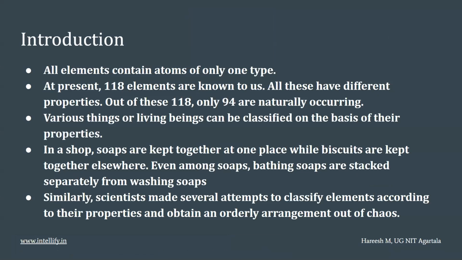So let's start. We all know that the matter around us is present in the form of elements, compounds and mixtures, and the elements contain atoms, and all the atoms are of only one type. So that explains the first point here, that all elements contain atoms of only one type. At present, 118 elements are known to us. All these have different properties. Out of these 118, only 94 are naturally occurring, and the others are man-made.